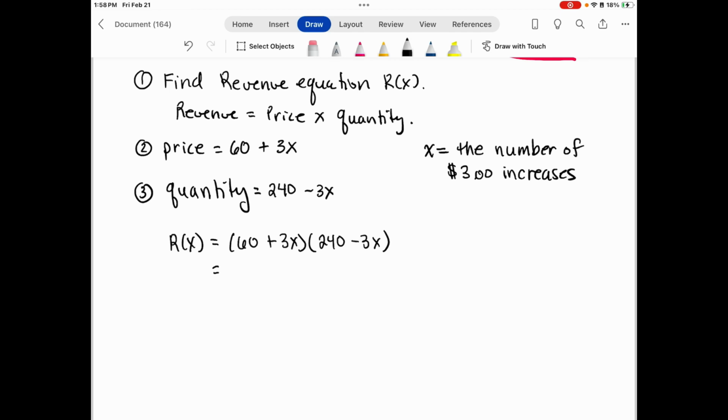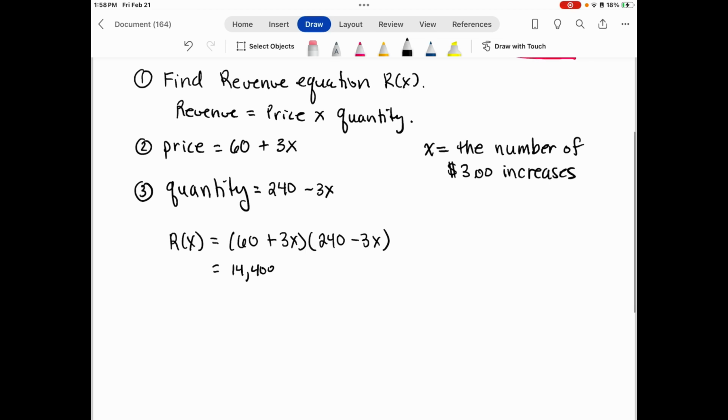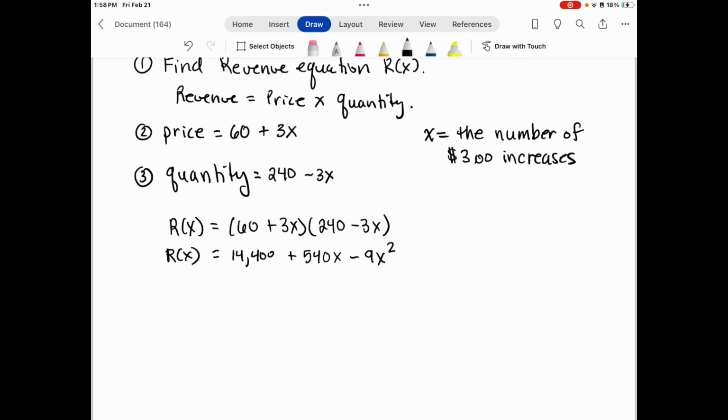All right, so if I take 60 times 240, that gives me 14,400. Then if I take 60 times the negative 3x and 240 times a positive 3x, that's going to give me 540x. And then when I take 3x times a negative 3x, that gives me a negative 9x squared. So this is our revenue equation expanded, and now it makes it easier to find the derivative.